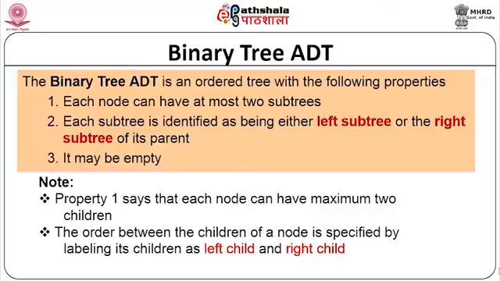The property says that each node can have at most 2 children, and the order between the children of a node is specified by labeling the children as a left child and a right child. So, this is the basics, we are just repeating it and emphasizing that.